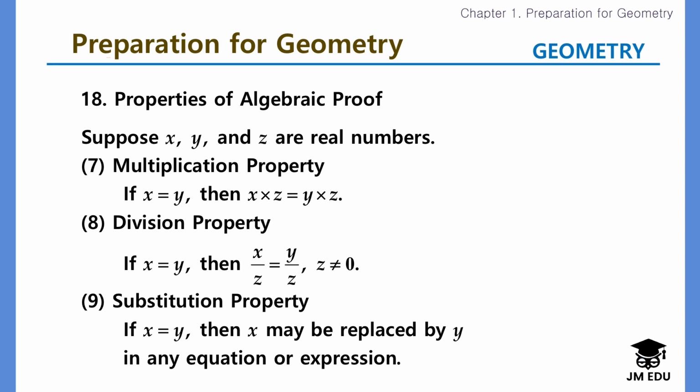Number 9, if x is equal to y, then x may be replaced by y in any equation or expression. That property we call the substitution property. So this is all the properties that we have to know for algebraic proof.